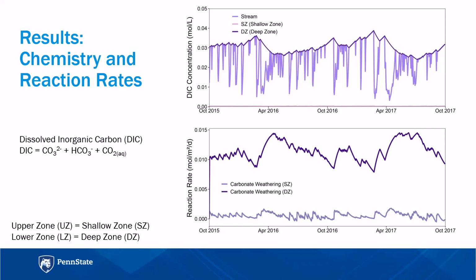Now, coming down to the bottom and looking at the reaction rates, we can also see that the deep zone rates are generally higher than the shallow zone rates, meaning that the calcium carbonate is dissolving more consistently in the deep zone. And in contrast, the shallow zone rates are often near zero, indicating equilibrium. And so when the shallow zone rates increase or decrease from zero, this means that the reaction was driven out of equilibrium to dissolve or precipitate the calcium carbonate.